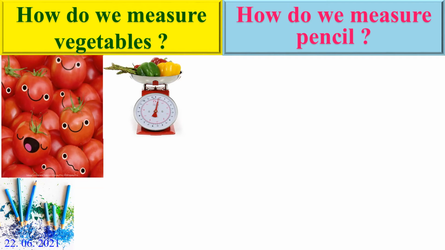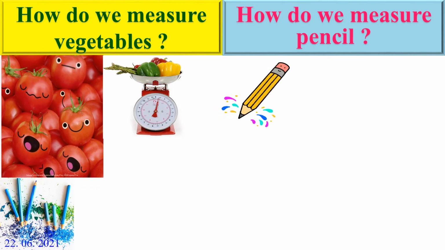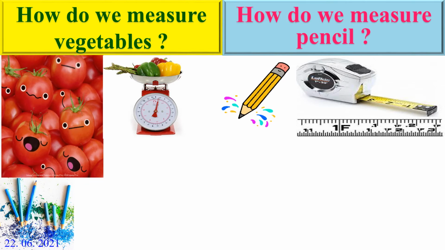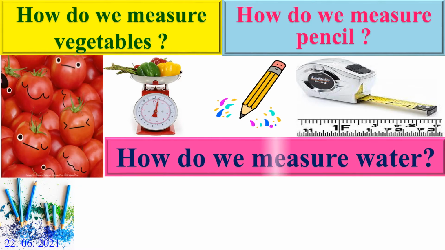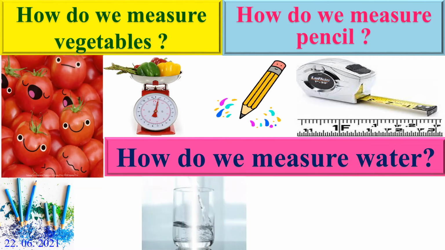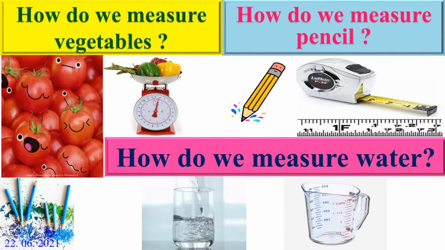How do we measure a pencil? Yes, of course, we can use the ruler to measure a pencil. If the object is lengthier than a pencil, we can use a meter tape to measure the object. Therefore, the basic unit of length is meter. Likewise, how do we measure water? Yes, the packed tins are measured in liters. Therefore, the basic unit of capacity is liter, which is denoted by the letter L, small letter l.